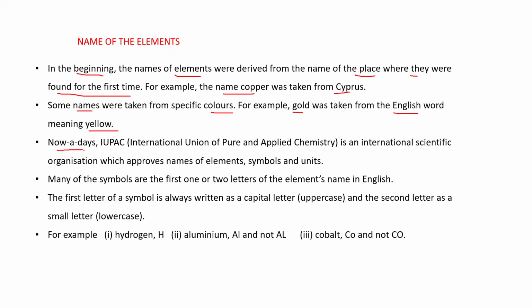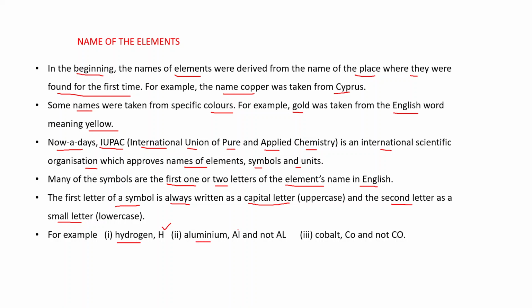But nowadays, there is one international agency, IUPAC, the International Union of Pure and Applied Chemistry, an international scientific organization which approves names of elements, symbols, and units. Many symbols are the first one or two letters of the element's name in English. The first letter of a symbol is always written as a capital letter and the second letter as a small letter. For example, hydrogen, only a one letter symbol, capital H.